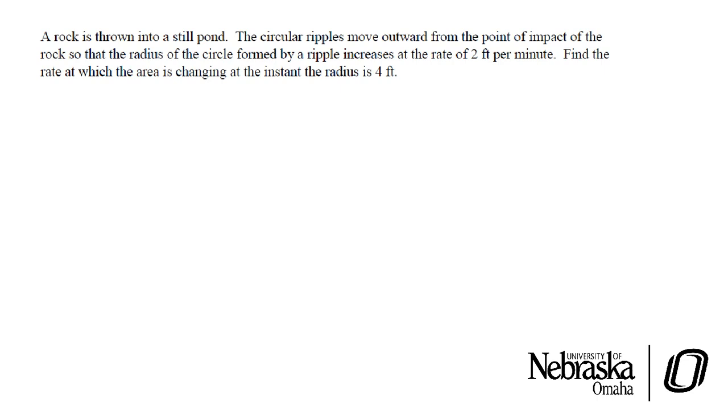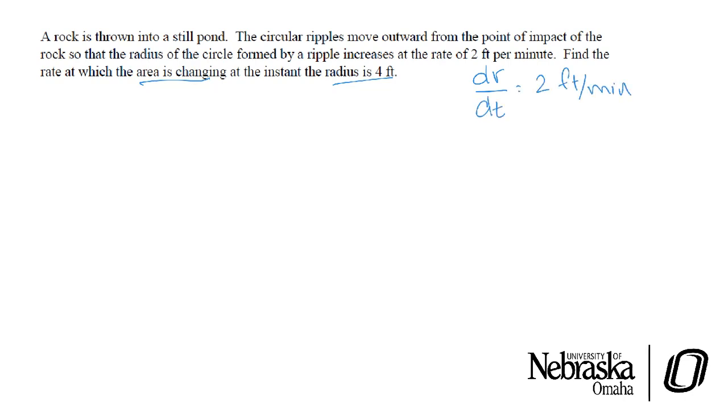Okay, one more example for this section. It says a rock is thrown into a still pond. The circular ripples move outward from the point of impact of the rock so that the radius of the circle formed by a ripple increases at a rate of 2 feet per minute. Find the rate at which the area is changing at the instant the radius is 4 feet. So the radius of the circle from the ripples increases at a rate of 2 feet per minute. So the change in radius with respect to time is 2.